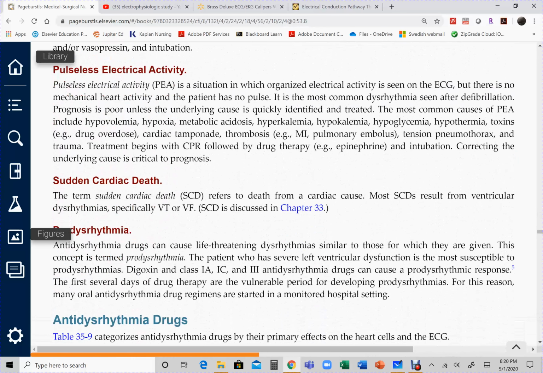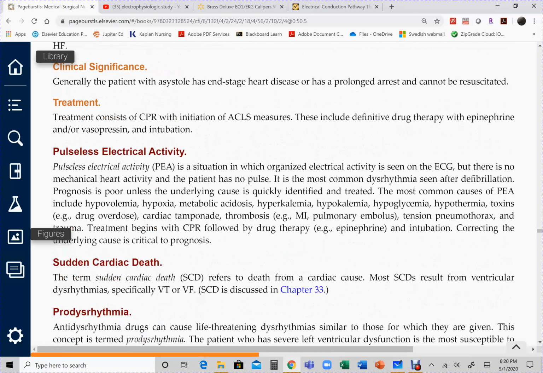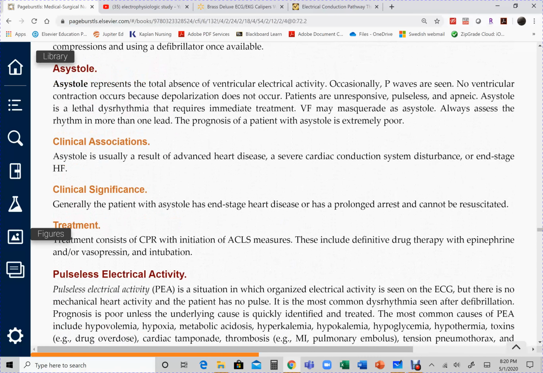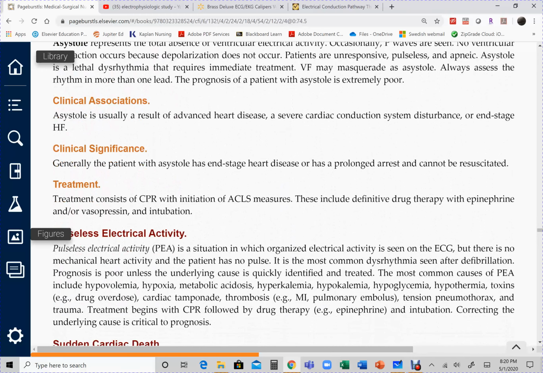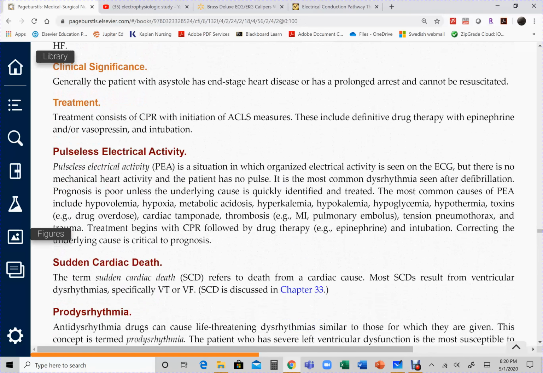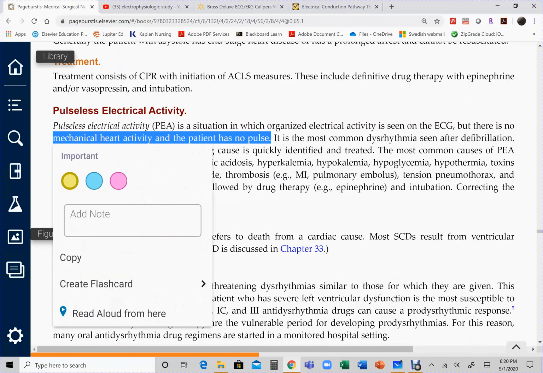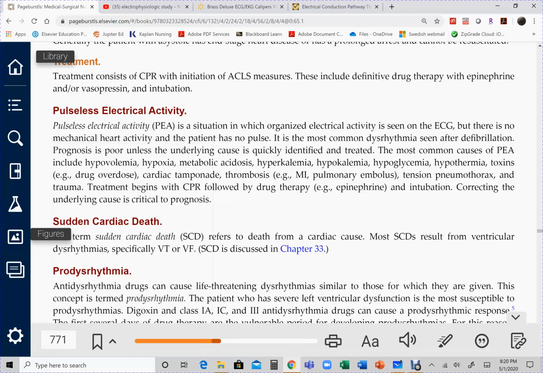Pulseless electrical activity. This one is not technically the same as, rhythm wise, when you look at the monitor, it's not like a flat line. This one has some electrical activity, but no mechanical heart activity, if that makes sense. Okay, and no pulse. So you can't call it asystole, but you treat it the same way. You still do chest compressions.